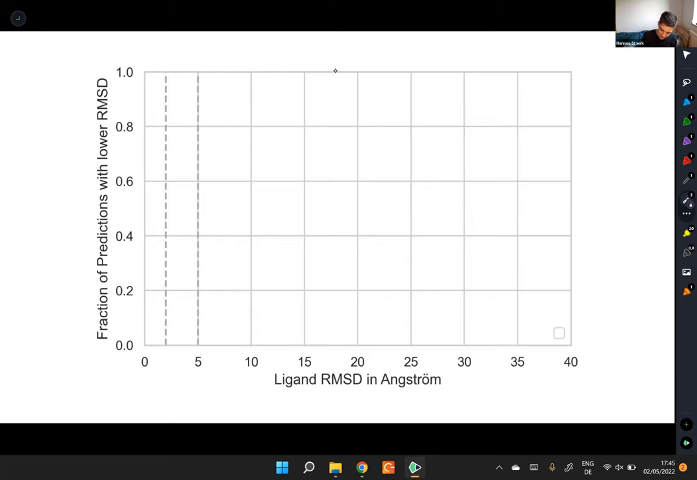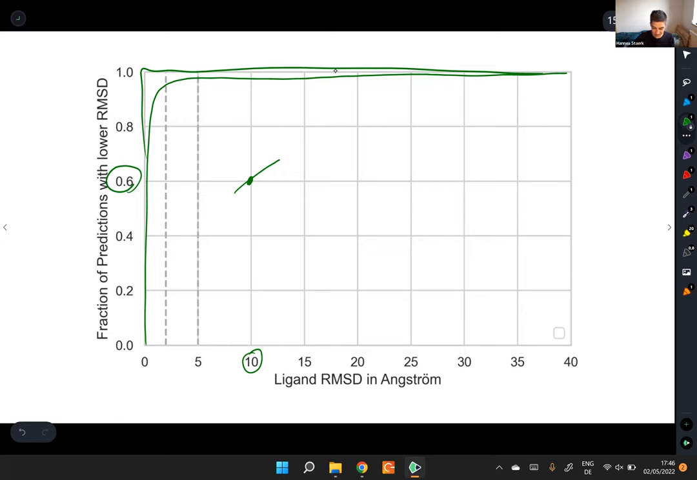But this is what we have on the x-axis, right? And on the y-axis, we have the fraction of predictions which have a lower RMSD than what we have on the x-axis, right? So let's say we have a curve going like this, then we would know from this point of the curve that 60% of our predictions have an RMSD that is better than 10. And so this is how to interpret these plots. And so the best curve would look something like this. Well, of course it would look like this, but yeah, you get the point.